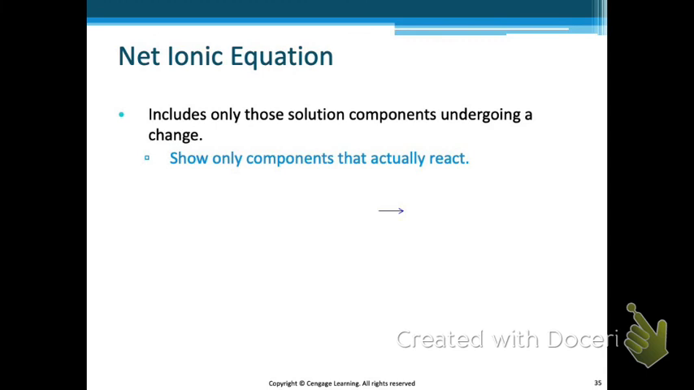And so those are what's called spectator ions. Why do you think they're called spectator ions? They don't do anything. They're just watching it happen, right? They're just sitting back, relaxing. They don't have to do anything. So those are called spectator ions.